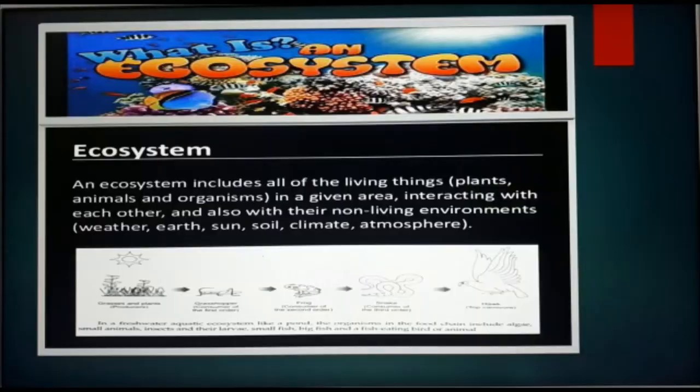Next topic is ecosystem. Let us recollect the content learned in the previous class. An ecosystem includes all the living things in a given area interacting with each other and also with their non-living environments like weather, earth, sun, soil, climate, atmosphere, etc.